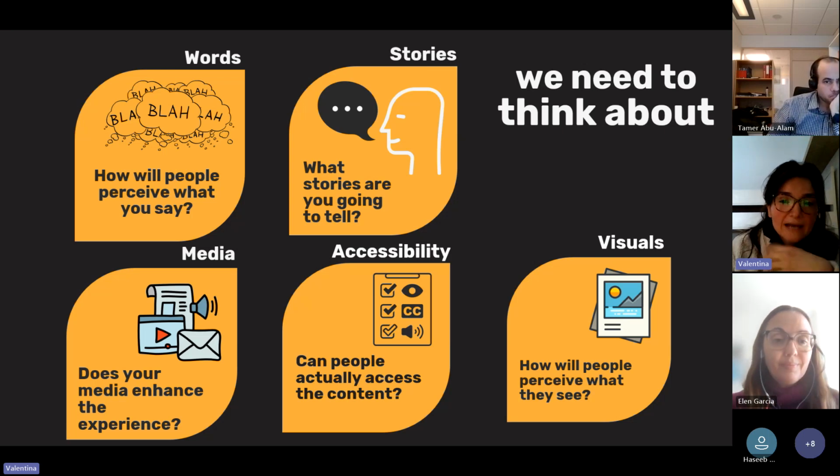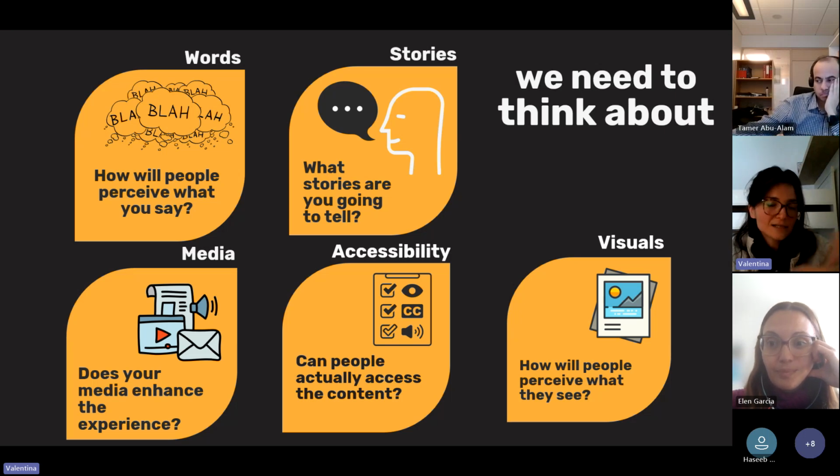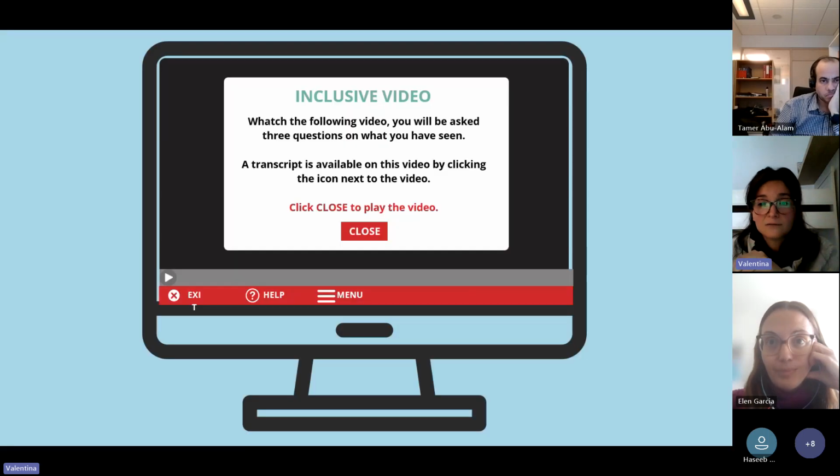And then, of course, accessibility is always something we should consider. It's a very important aspect when we talk about inclusive design, but it's just an aspect. The first thing is that we should ensure that people can physically access this content. That is one of the aspects. And then the visual: how will people perceive what they see? That is also very important. It is not just about the beautiful picture we can show, but also how people will perceive this visual.